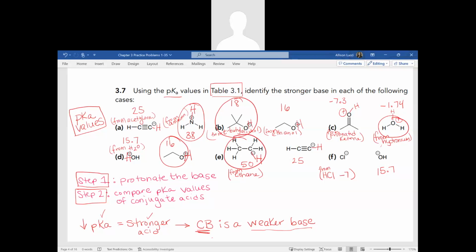And then we have our last problem here. The stronger base in this situation, we would determine again from our pKa. So we have a much stronger acid. If we were to protonate this, we would get HCl. Over here we get water. So the weaker acid, the higher pKa, gives the stronger base, hydroxide. So we see that hydroxide beats the chloride ion.